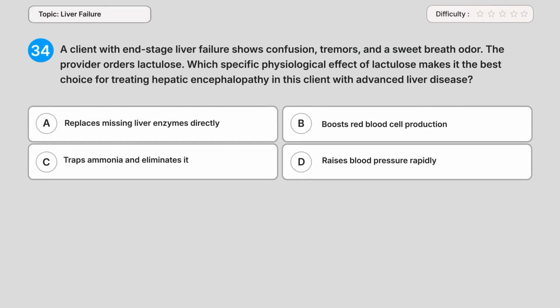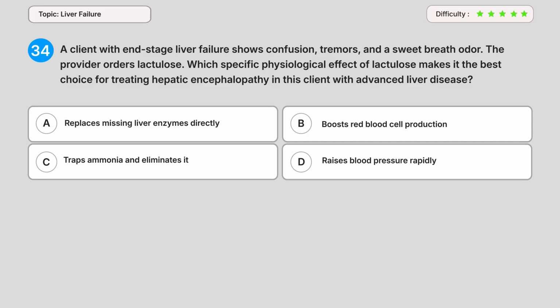34. A client with end-stage liver failure shows confusion, tremors, and a sweet breath odor. The provider orders lactulose. Which specific physiological effect of lactulose makes it the best choice for treating hepatic encephalopathy in this client with advanced liver disease?